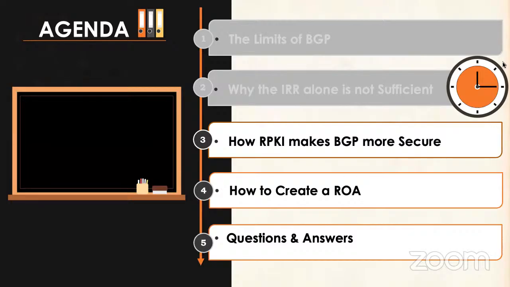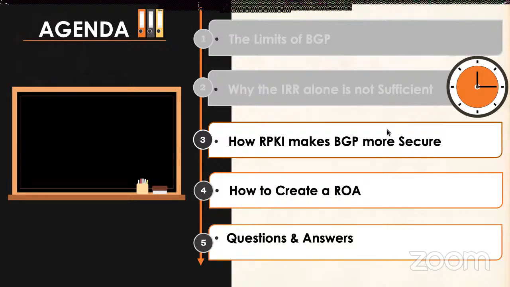So moving on, we are now going to look at how RPKI makes BGP more secure. Dev has already talked about how the IRR alone is not sufficient. You can see it's a bit complex to write your policies in the Routing Policy Specification Language, and the filters you build for it.